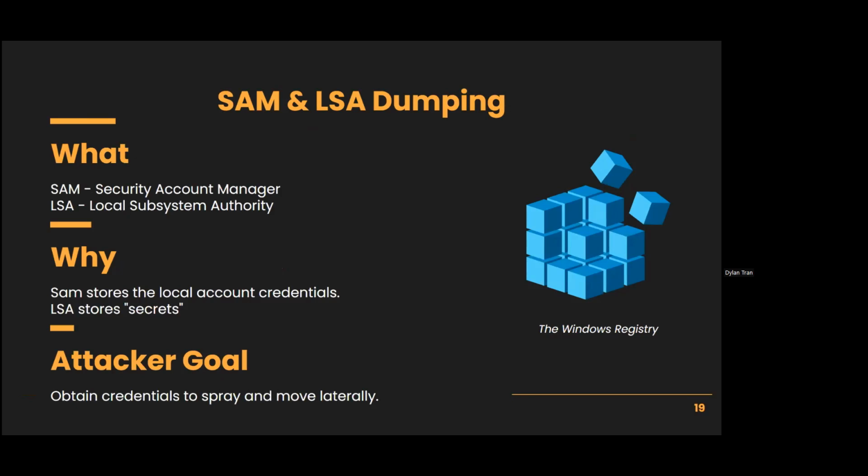And the way we go about this, there's going to be two techniques. The first one we're covering is something called SAM and LSA dumping. SAM stands for the Security Account Manager, and LSA stands for the Local Security Authority. The use case for Windows is that SAM stores local account credentials, right? So your account on your Windows laptop, a hash of that password is stored in SAM. LSA stores secrets. I don't know what a secret is. It's a bunch of random stuff.